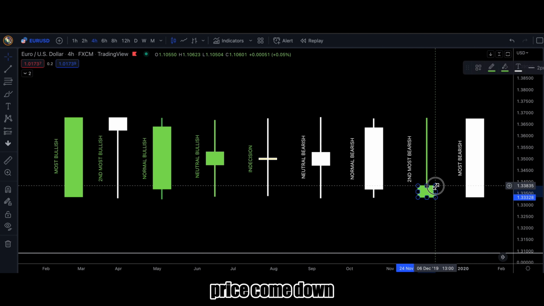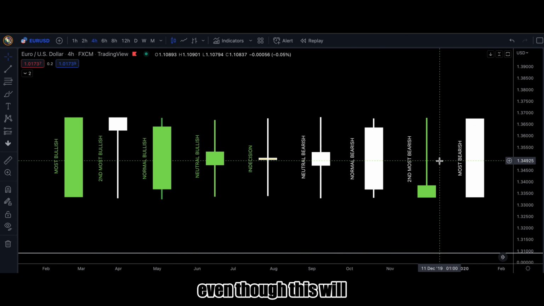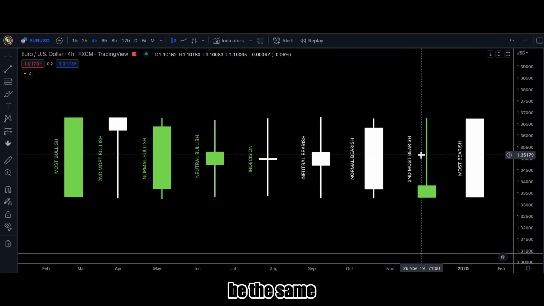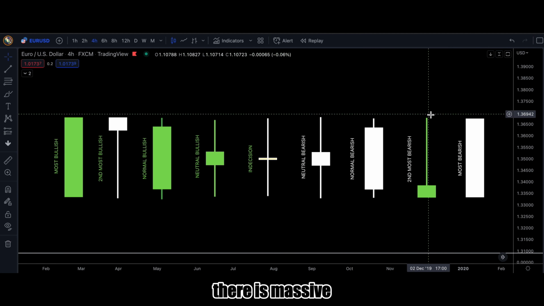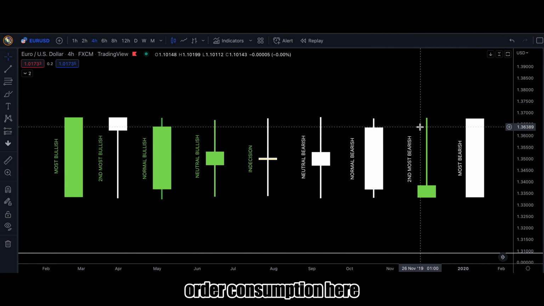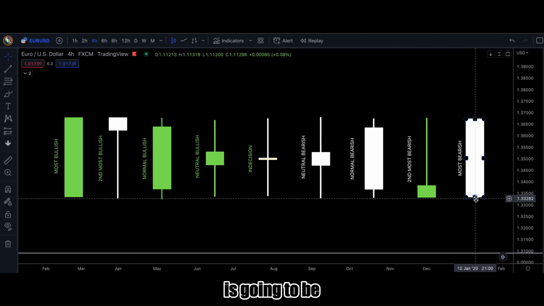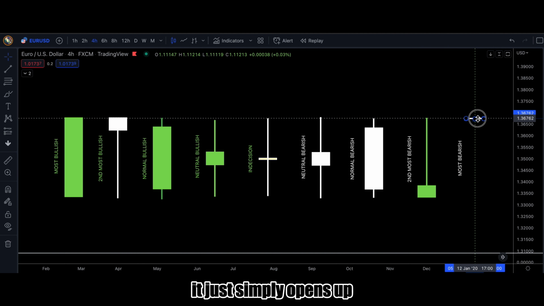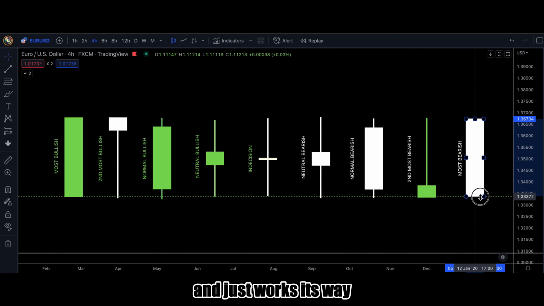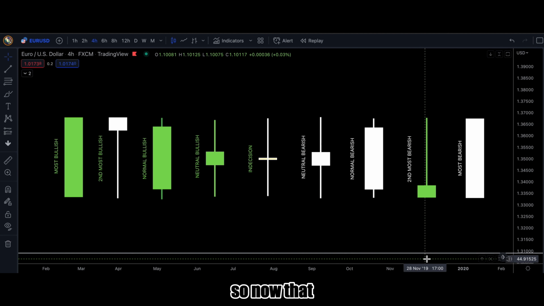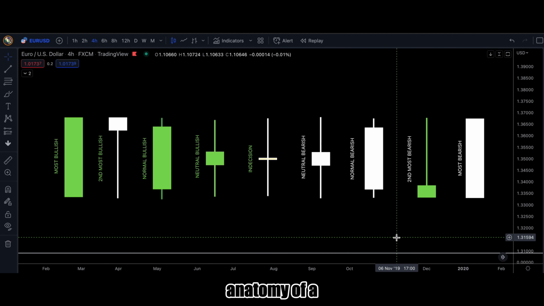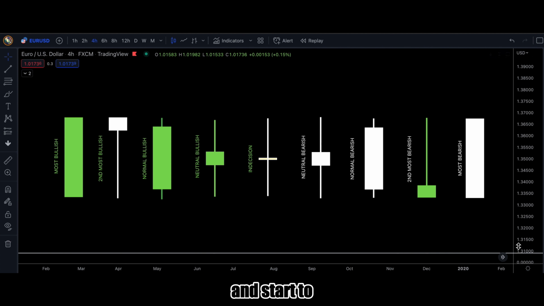And then you see price come down and it closes below here. Now, even though this will be the same color as one of your bullish candlesticks, there is massive order consumption here, which indicates that price may reverse, right? And then our most bearish candlestick is going to be pretty simple. It just simply opens up all the way up here at the top and just works its way all the way down. So now that we've gone through the basic anatomy of a candlestick and some of the strengths, what I really want you to do is start to practice this, right?